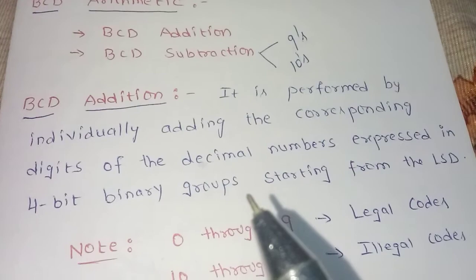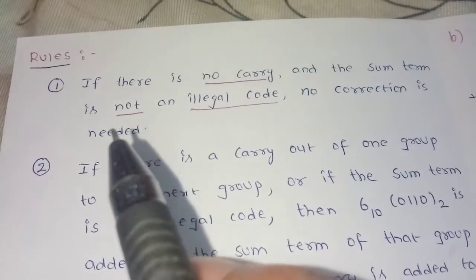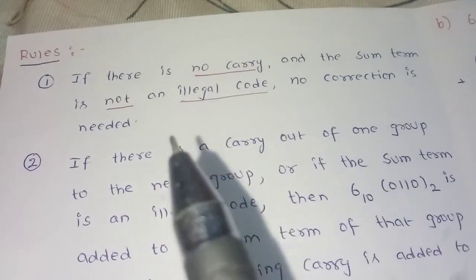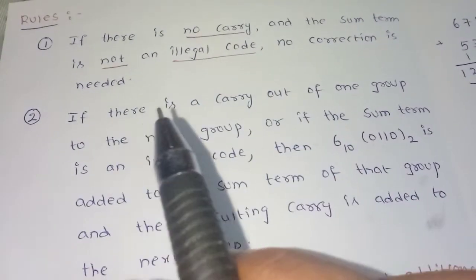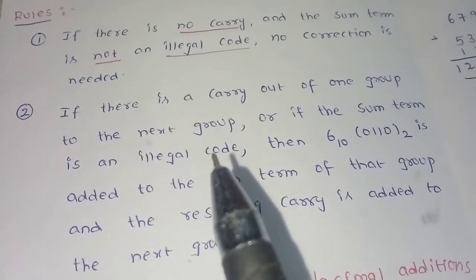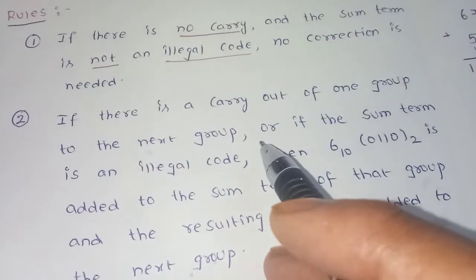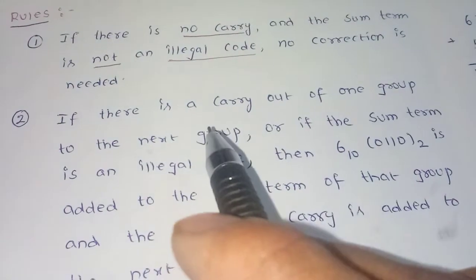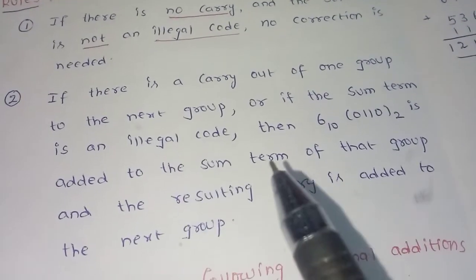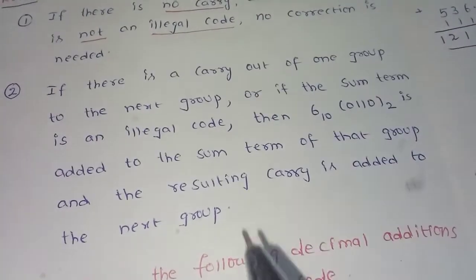Now look at the rules and some examples. Rule number 1: if there is no carry and the sum term is not an illegal code, no correction is needed. Rule number 2: if there is a carry out of one group to the next group, or if the sum term is an illegal code. Here observe the word or. That means if there is a carry or if the sum term is an illegal code, then we have to add 6 to the sum term of that group and the resulting carry is added to the next group.